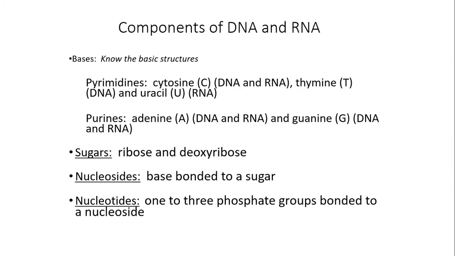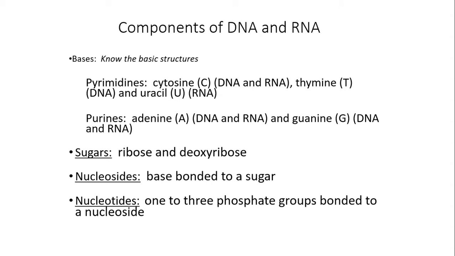So you're going to need to know the basic structures of pyrimidines. These are six-membered heterocyclic aromatic rings that contain two nitrogen atoms: cytosine and thymine. In RNA, we have uracil. So C and T are in DNA, and C and U are in RNA. The sugars that make up some of these structures are ribose and deoxyribose.